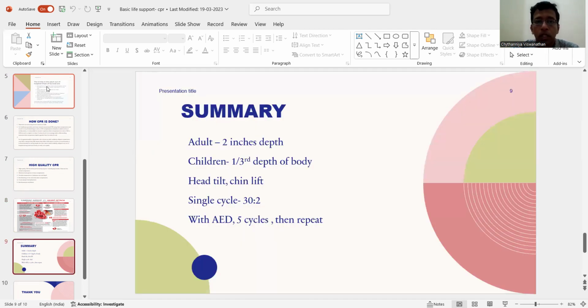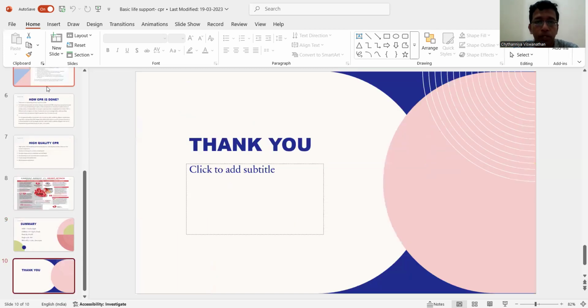So, summary: for an adult, CPR at a depth of 2 inches, and in children, one-third the depth of the body. Head tilt and chin lift is done for proper ventilation, and the cycle is 30 compressions and 2 breaths, with an AED after five cycles, and then repeat.